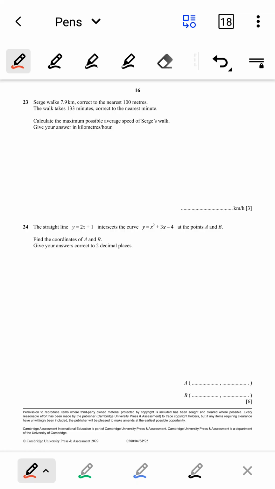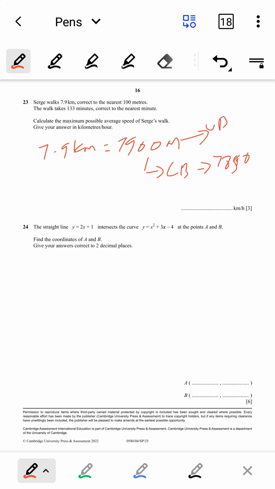We already studied the lower bound and upper bound concept. The distance is given in kilometers, so we have to convert it into meters. 7.9 kilometers is 7,900 meters. Half of 100 is 50. For the lower bound, subtract 50, so 7850. For the upper bound, add 50, so 7950 meters.